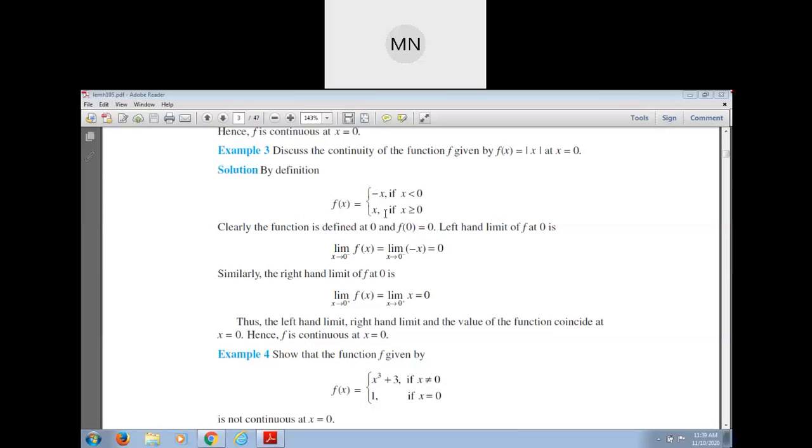See the definition. f of x equals x if x is greater than or equal to 0. If x equals 0, it is x. If x equals 0, we have to find f of 0. f of 0 will be 0. Is it clear?